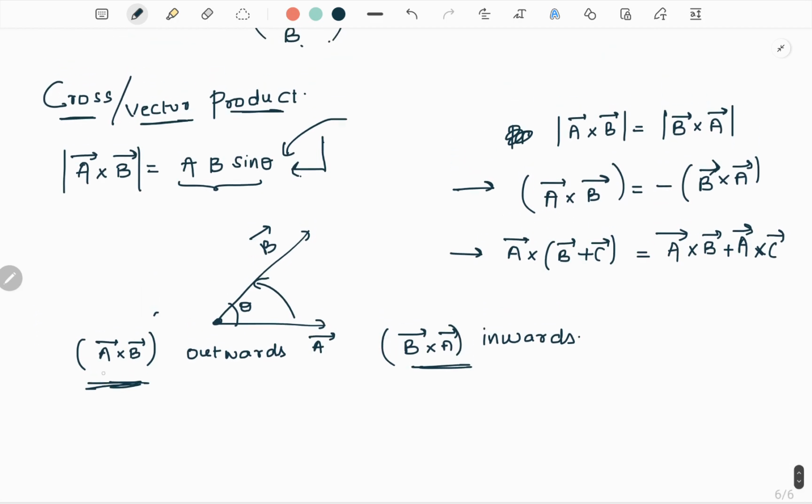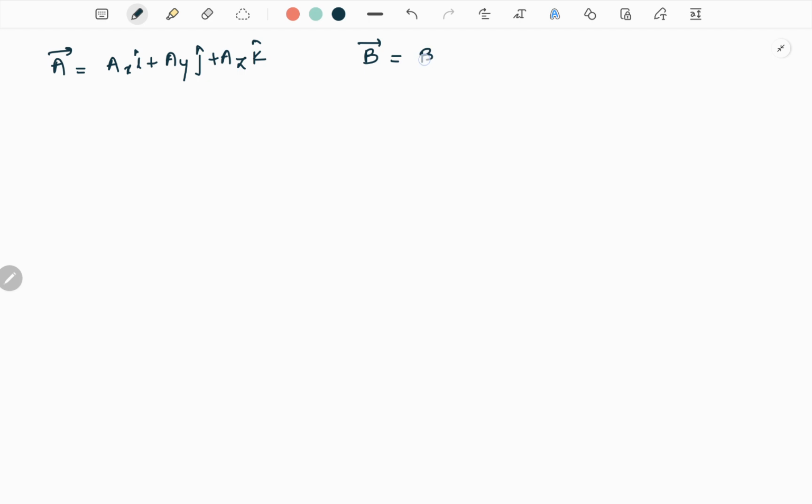So what if, instead of knowing the magnitudes of both vectors, you know the two vectors in terms of their components? What do we do in such a case? Let's say A bar is given in components, and B bar is equal to Bx i cap plus By j cap plus Bz k cap. Then how do we find A cross B? To find A cross B, we are going to use the determinant method to find the cross product of these two vectors.